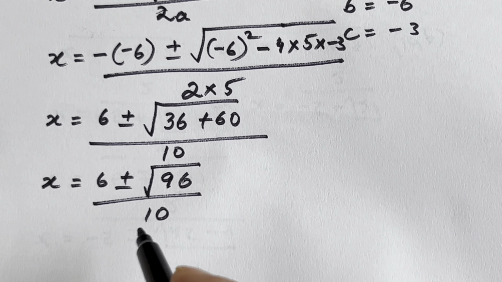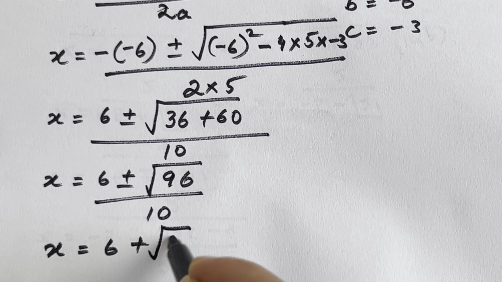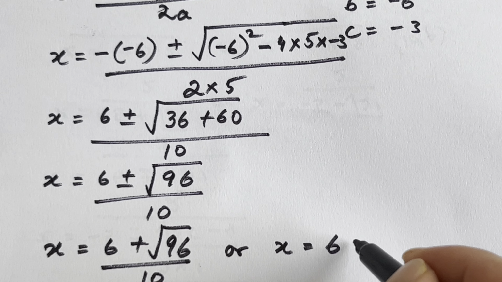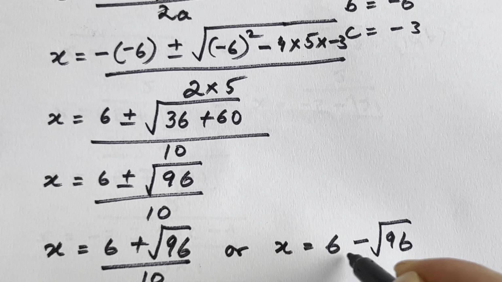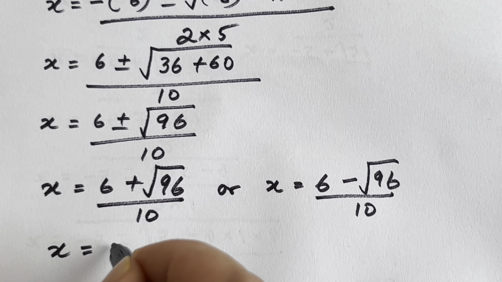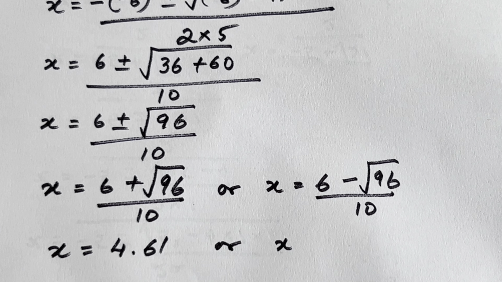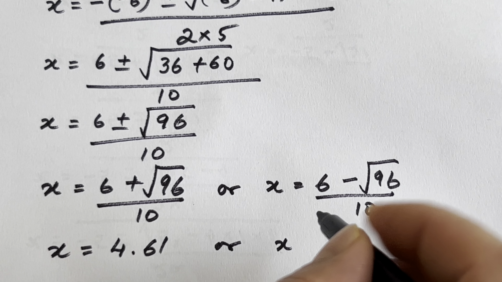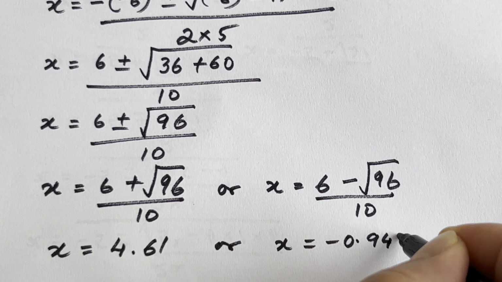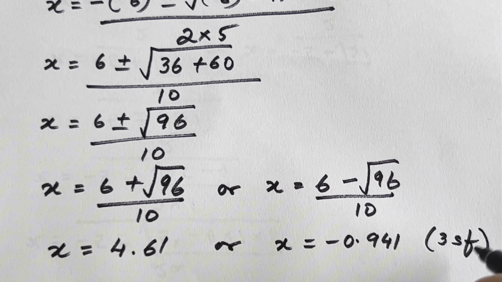Now you can branch this out into 2. X equal to 6 positive root of 96 over 10, or x equal to 6 negative root of 96 over 10. Now take your calculator. Your first answer is going to be 4.61, and the second answer is going to be minus 0.941. Both of these answers have been rounded to 3 significant figures.